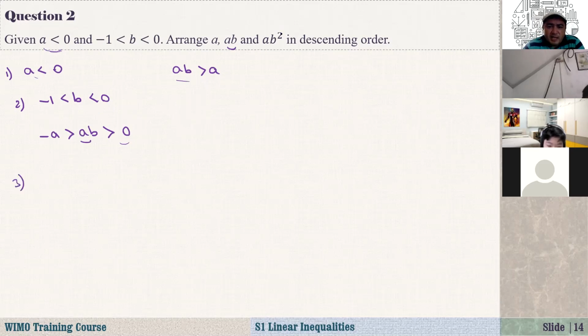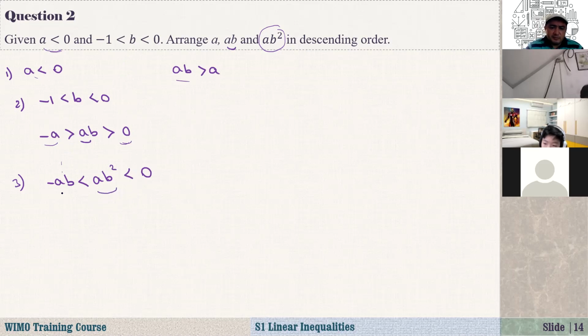Number 3, how about AB squared? To get AB squared, let me just continue here. Multiply this one by B, this one by B, this one by B. Again, we know that B is a negative number. So here we have minus A times B, multiplying by a negative number, we need to change the inequality sign: less than A times B times B. That is AB squared, less than 0 times B, that's equal to 0. So that means that AB squared is a negative number, right?